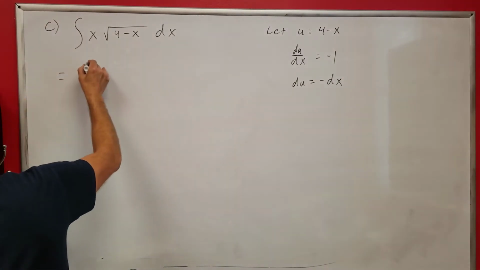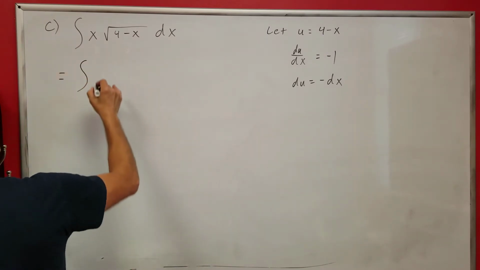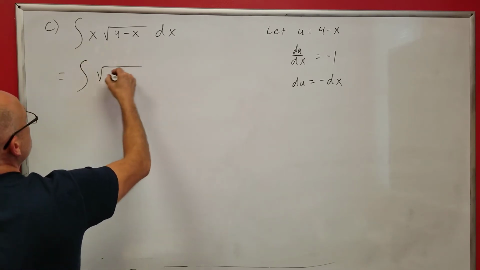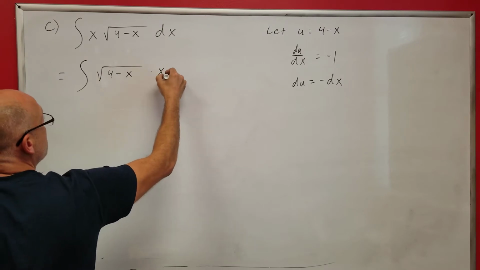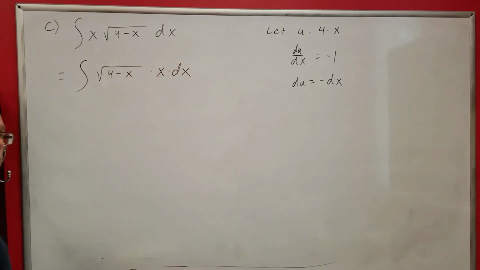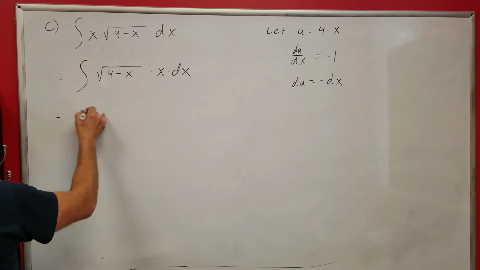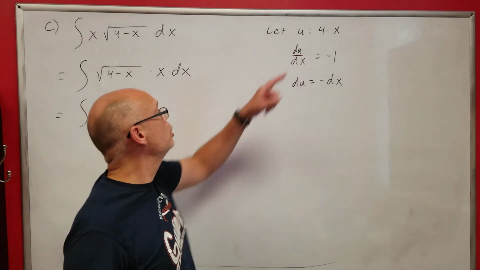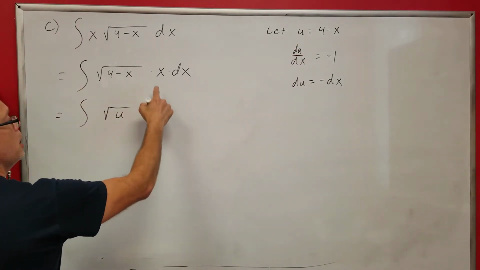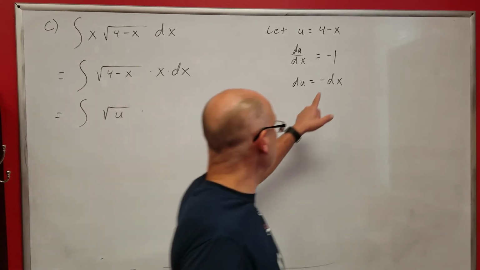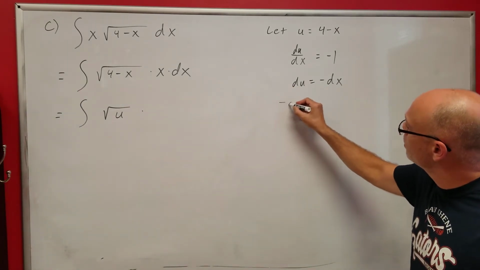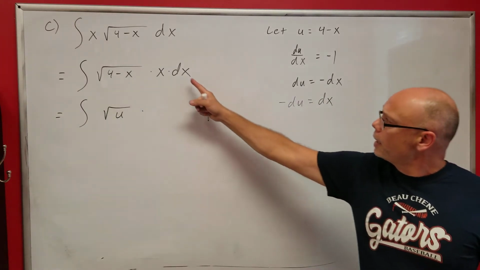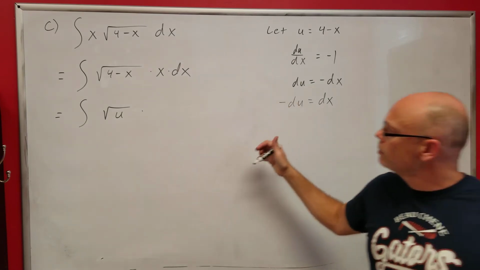So let's see. I'm going to have this as, let me go ahead and commute these two factors. I'm going to have this as the square root of 4 minus x times x dx. Now I'm going to have the integral of the square root of, what did I let this part be? u, times x dx. Well, over here, I can get dx by itself by multiplying by negative 1. So negative du is equal to dx.